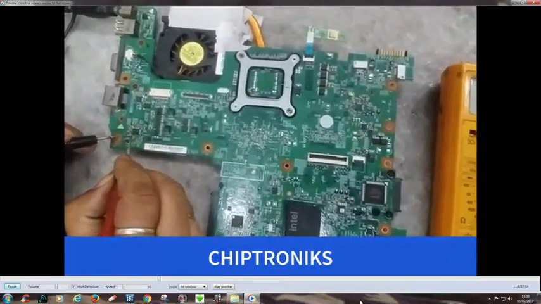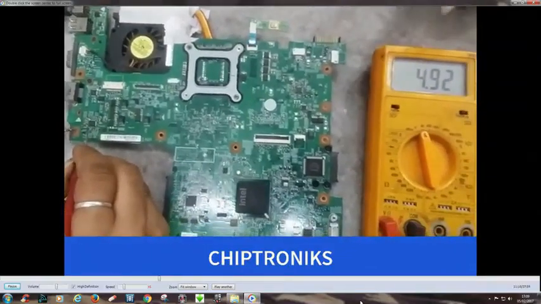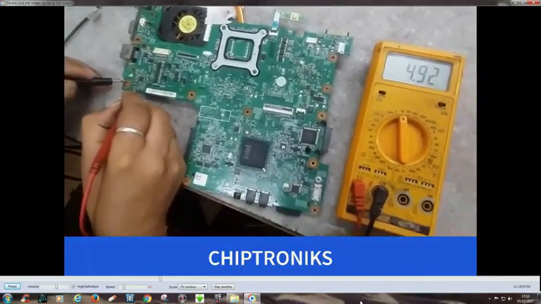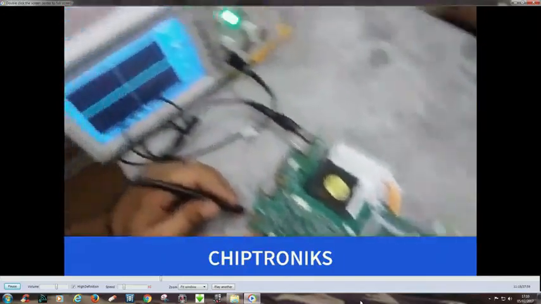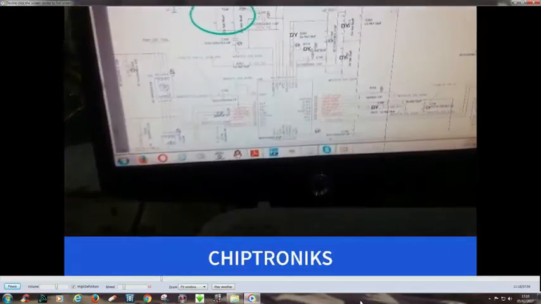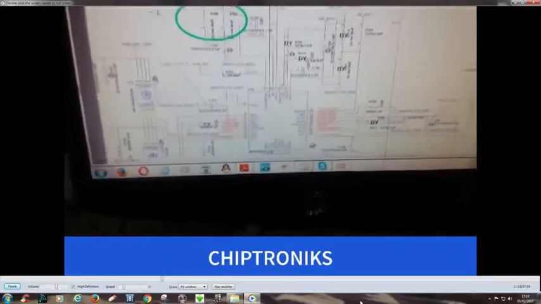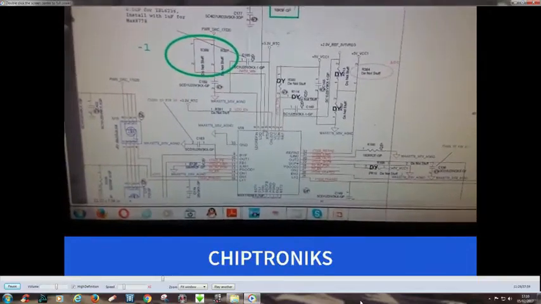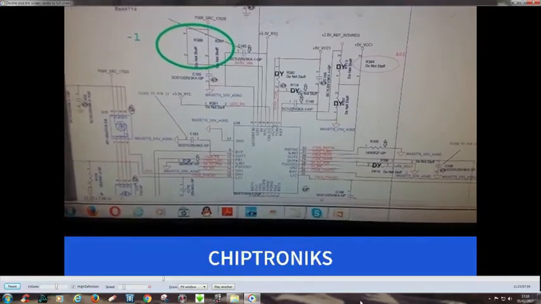This is the LDO output, and you can see this is 4.92 volt, which is 5 volt. And if this 5 volt is not coming, we have to check the inputs of this IC. The inputs are VCC and IN, that is pin number 6 and pin number 3.